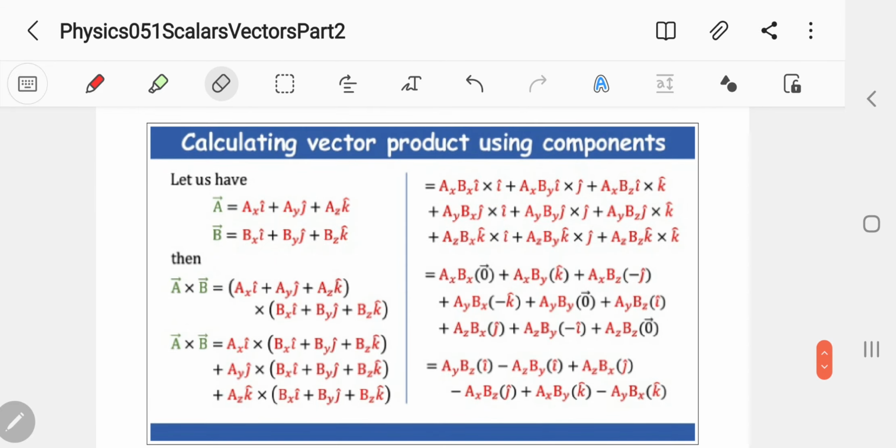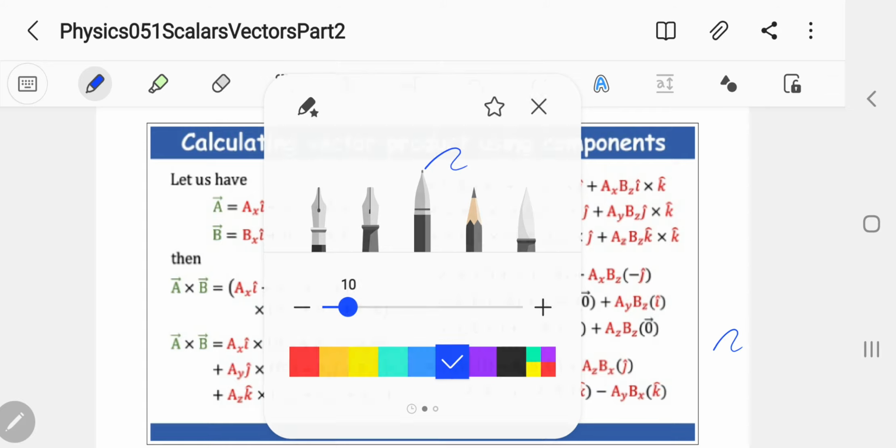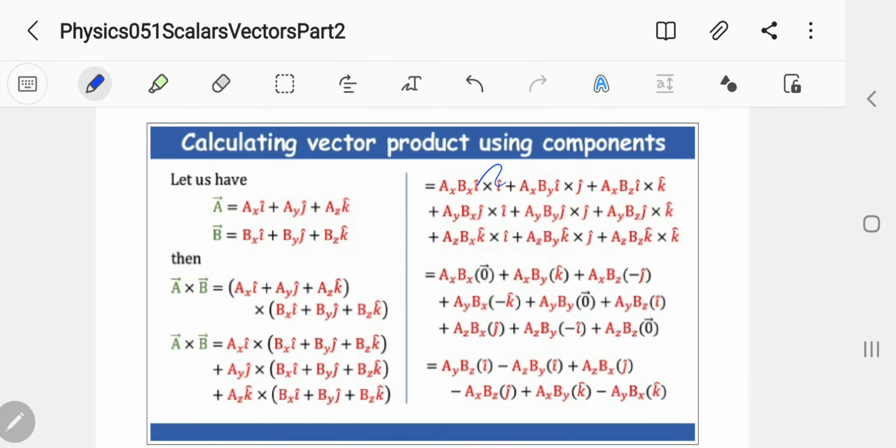So here you can get the vector product of two vectors. Again, you have to multiply everything. You have the components of A and the components of B. If you multiply everything, you will get 9 components. i cross i is equal to 0. j cross j is also equal to 0, and k cross k is equal to 0.